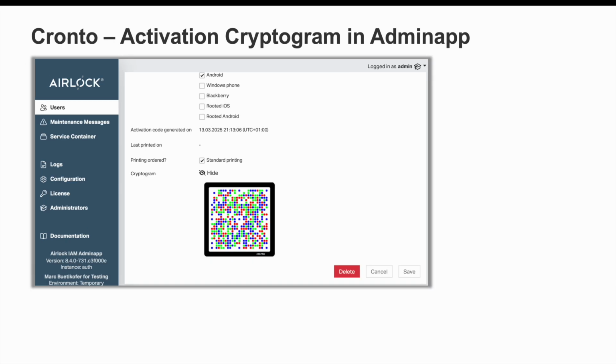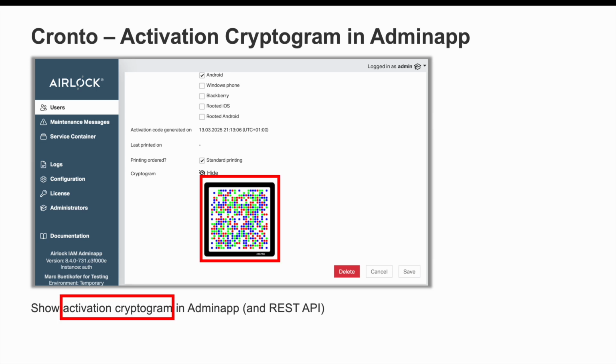Very similar to the Airlock 2FA feature just presented, in Cronto, you can also now directly display the cryptogram for activation of a new phone in the admin app. Again, here, the logged-in administrator has to have a new access privilege called view Cronto activation secret.